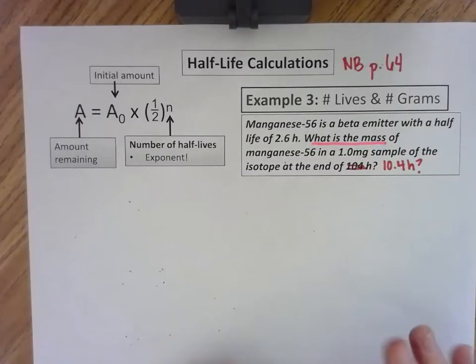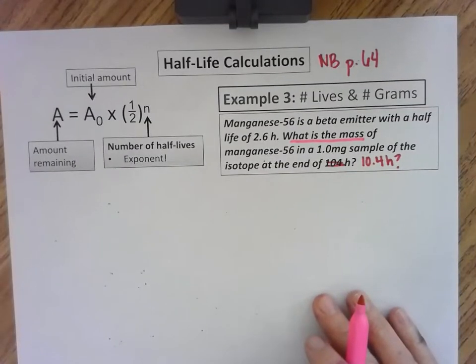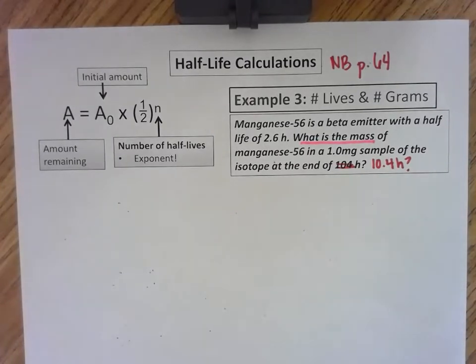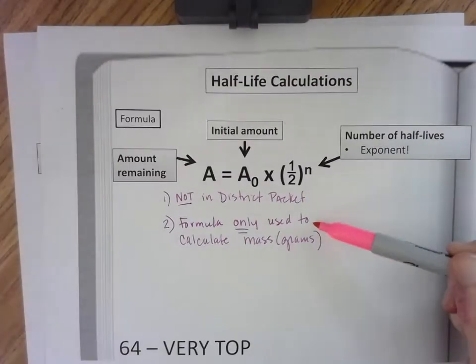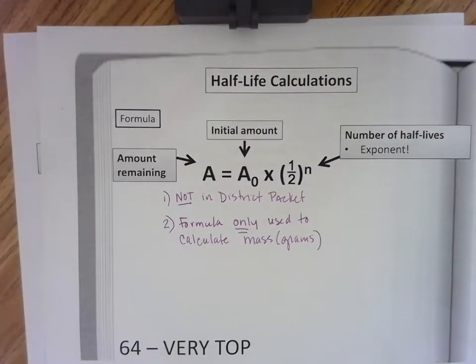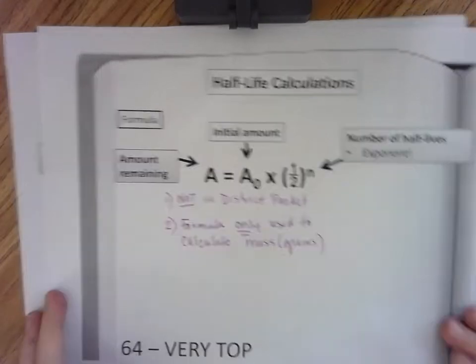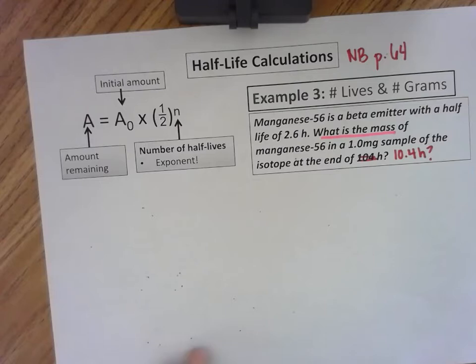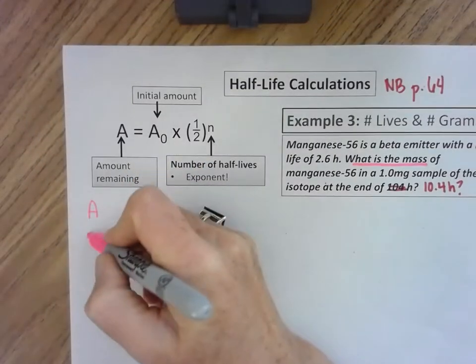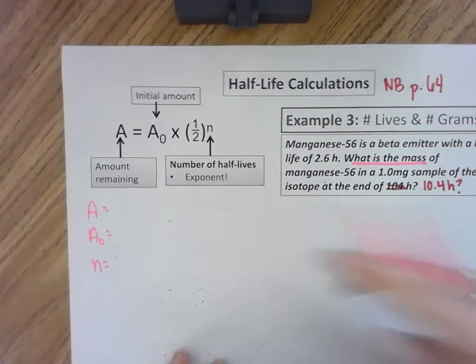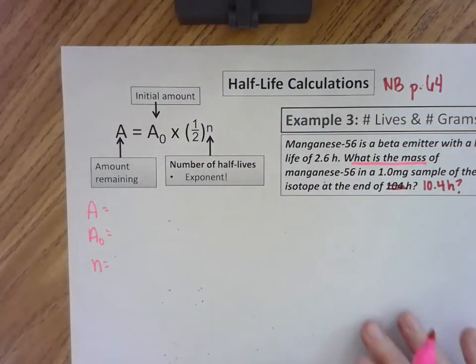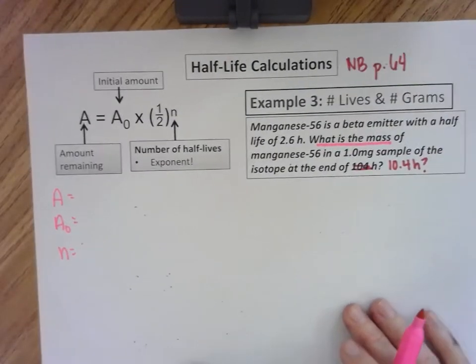As we talked about earlier, this formula is used only to calculate mass in grams. So because of that, we are going to use this formula. And just like the last example, we're going to list the variables A, A0, and N. Now let's go back to the reading and find what we have.